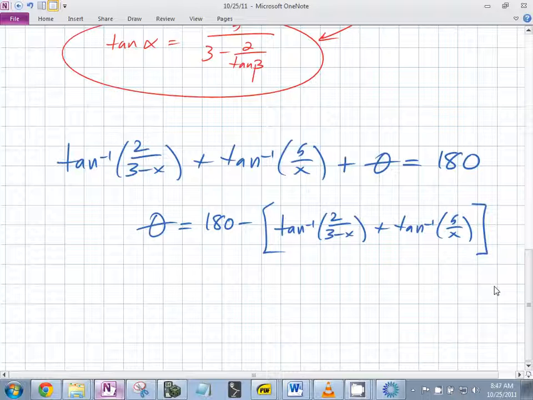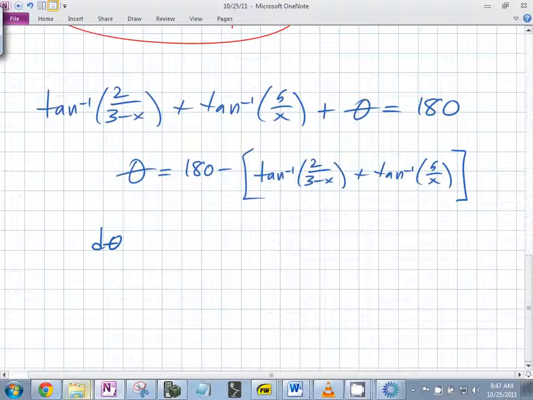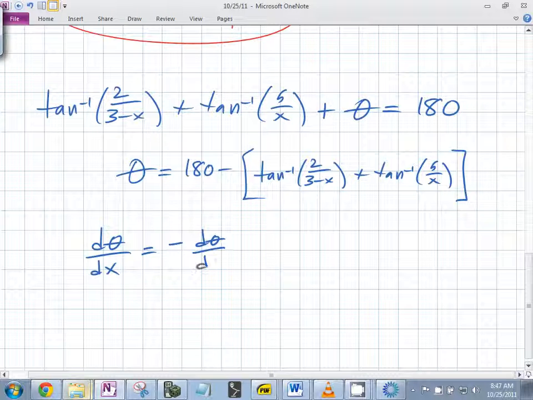What's the derivative of a constant? 0, right? So what we're doing is finding d theta over dx. Sorry, I've got to be really careful with my notation here. I need d theta over dx. Later, you will use this in multivariable calculus. It's going to be the opposite of the derivative of that thing right there. So what do you need to remember the derivative of?